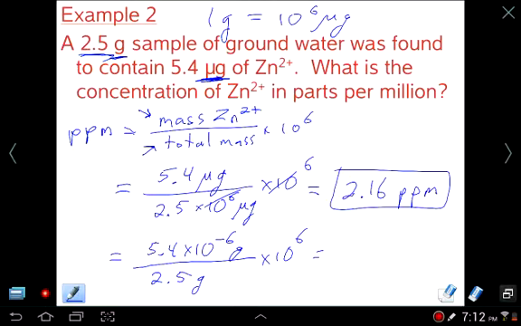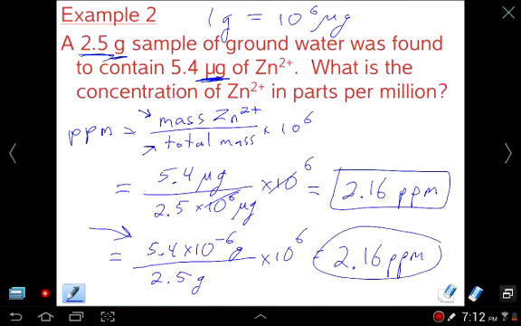So pretty simple problem. You can also, if you want to try this version, divide these two numbers, and you should get the same amount. That should work. You should also get 2.16 parts per million.